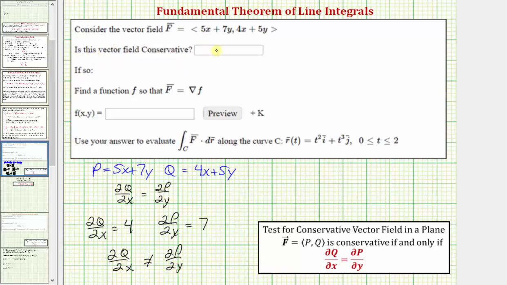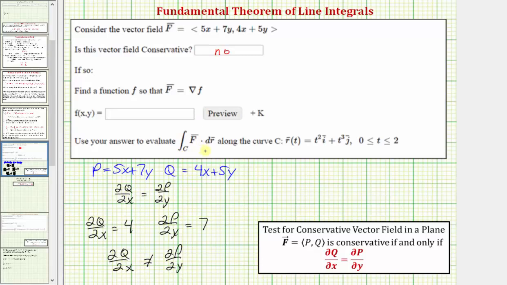So the answer here is no, which means there is no function little f, or a potential function, such that the vector field F equals the gradient of f. So we leave this blank, and therefore we're done. We don't have to evaluate this because we can't find the potential function f of x comma y. But this does not mean we cannot evaluate this line integral.